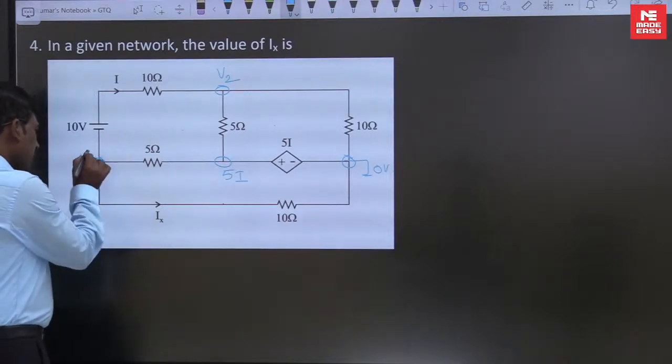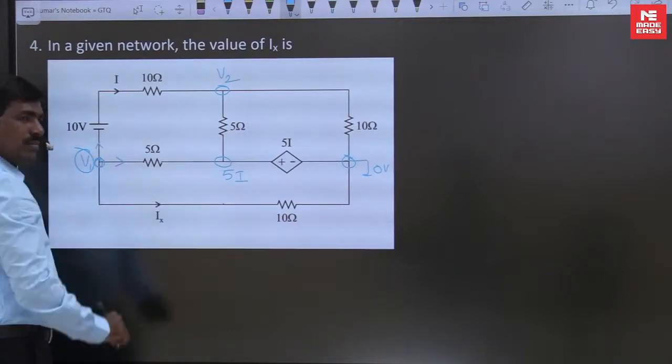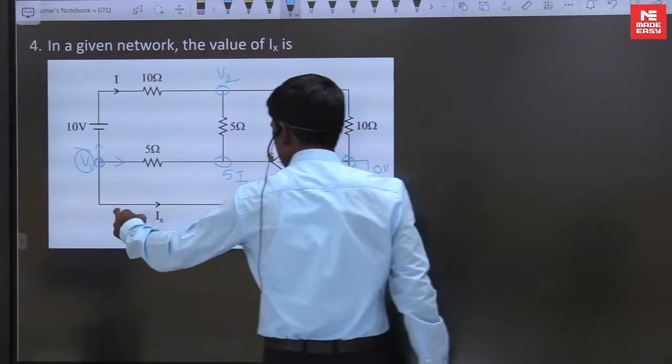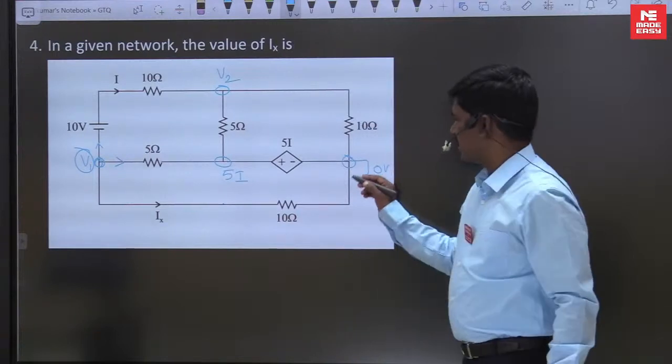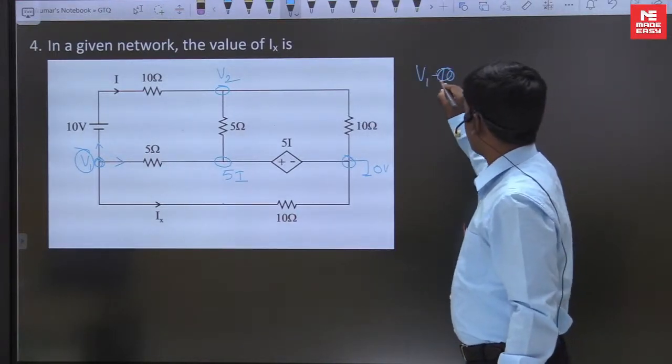I am writing the equation at V1. So outgoing, outgoing and outgoing. So Ix is outgoing, that is (V1 minus 10) by, V1 minus 0 by 10.